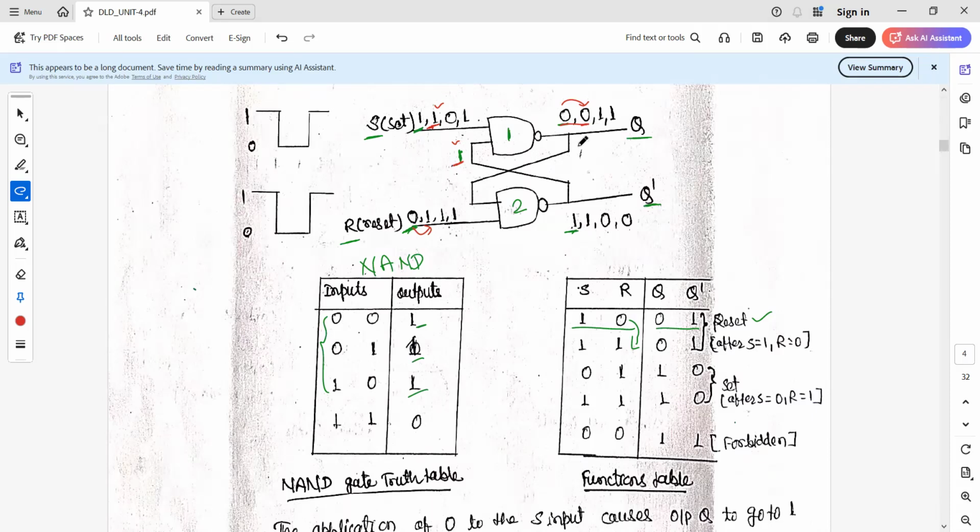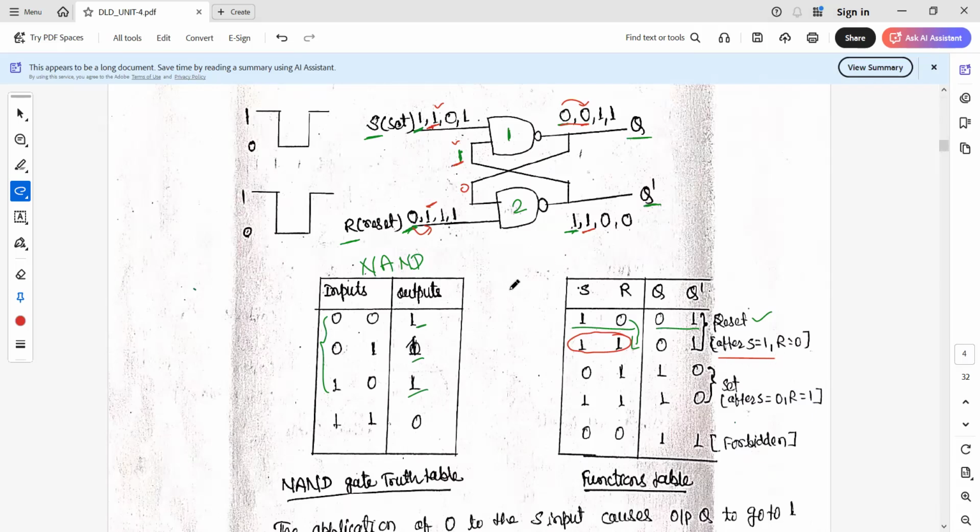And here also, if this 0 is given back here, one input is 0 and another input is 1, so that output remains 1 here. So what was the previous state? It remains in the same state. So in case of a NAND gate, if both inputs are 1, 1, there will be no change from the previous state. In this case it is the reset, so it remains in the reset.